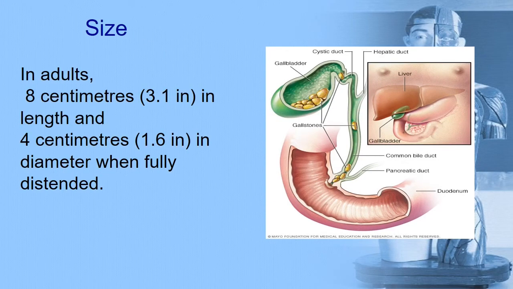The size of the gallbladder in the adult is 8 centimeters in length and 4 centimeters in diameter when it is fully distended.